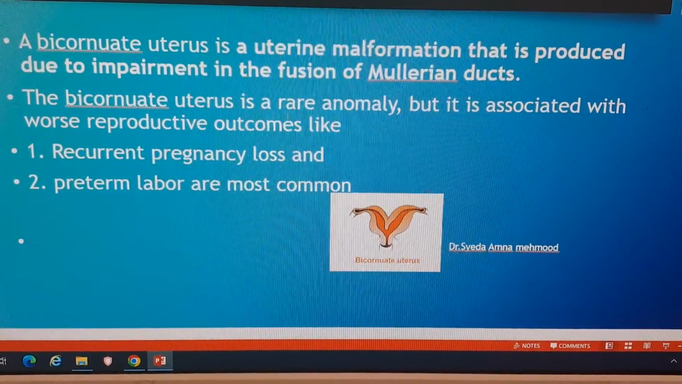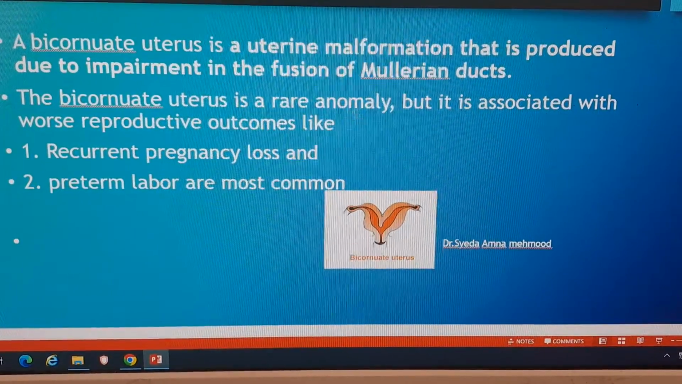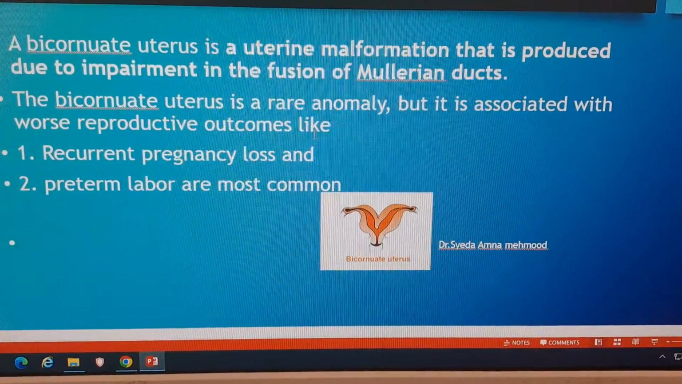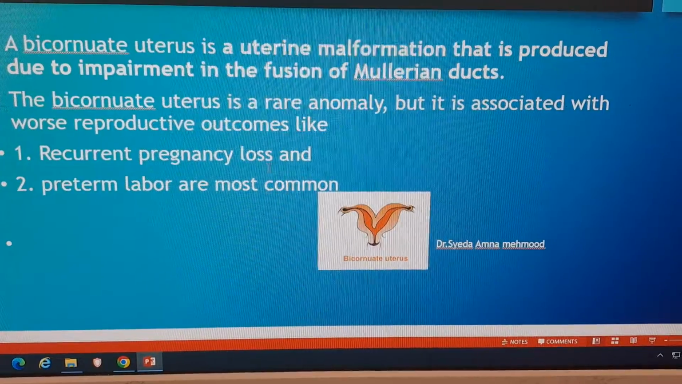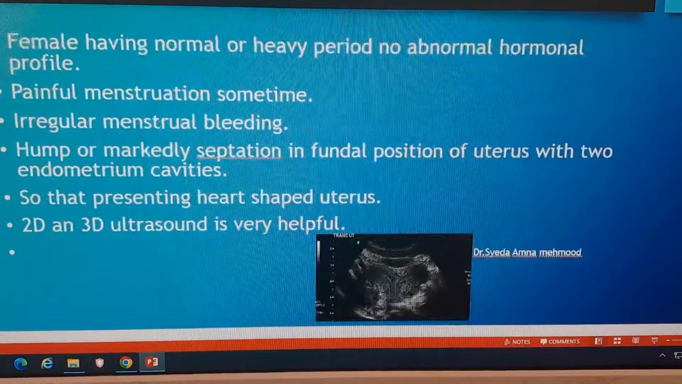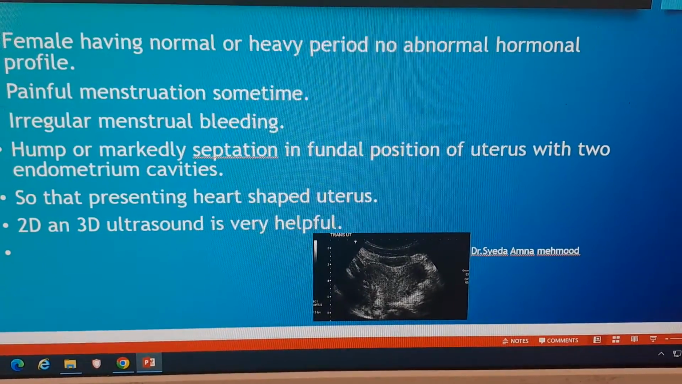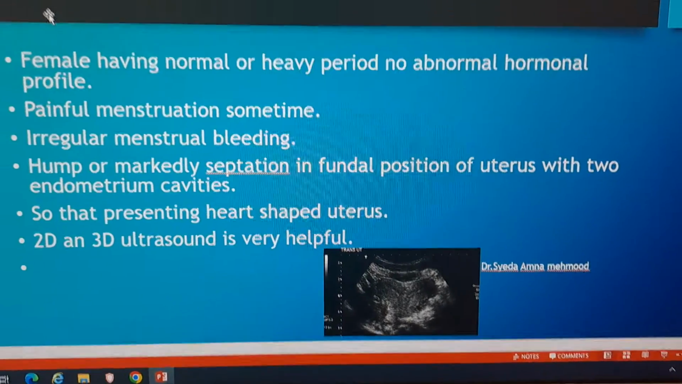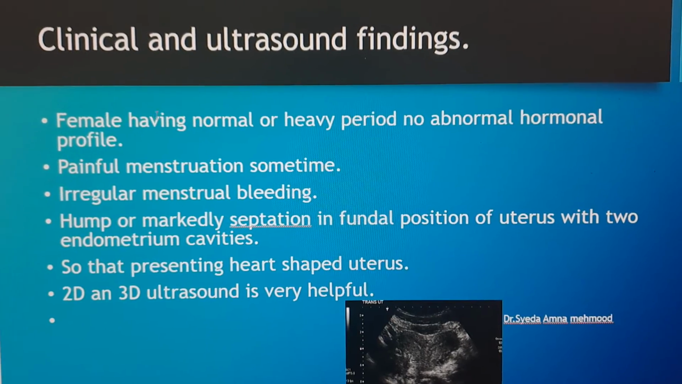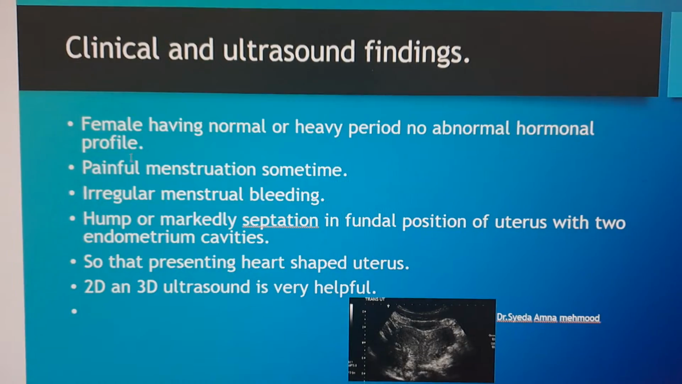The bicornuate uterus is a rare anomaly of uterine morphology, but it is associated with worse reproductive outcomes, like recurrent pregnancy loss and preterm labor, which are mostly common. The clinical and ultrasound findings are very important to consider for this bicornuate uterus, because it is a misnomer that the bicornuate uterus does not have any conception problems. No, we can conceive but have some problems.